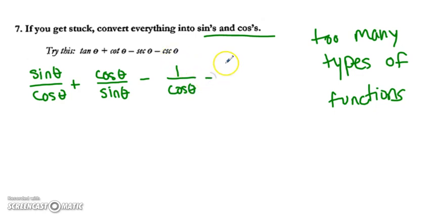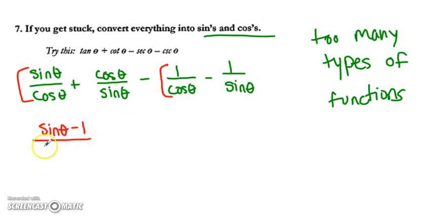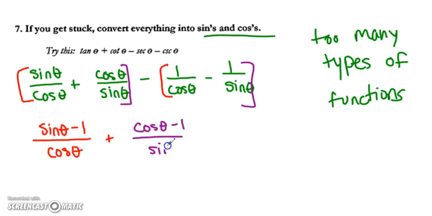And cosecant is 1 over the sine of theta. All right? So what can I definitely do right off the bat? Well, anything that has a common denominator, so like this, with this guy, I can add those together. So sine of theta minus 1 over cosine. And then I can add this fraction with this fraction. So that would be cosine of theta minus 1 over the sine of theta.